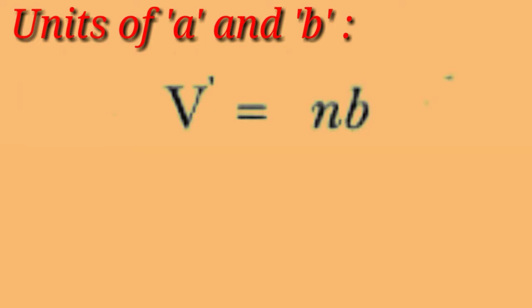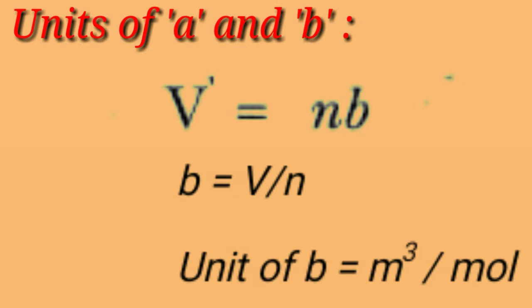Now to calculate the unit of b, the volume correction is V equals nb. So b equals V upon n. So volume is in terms of meter cubed and n is the number of moles.